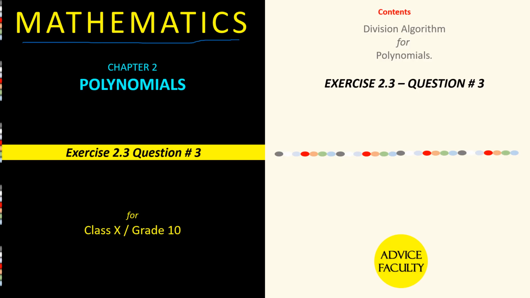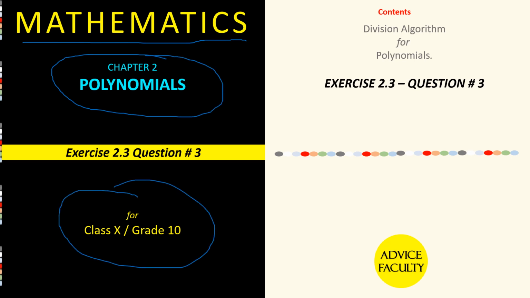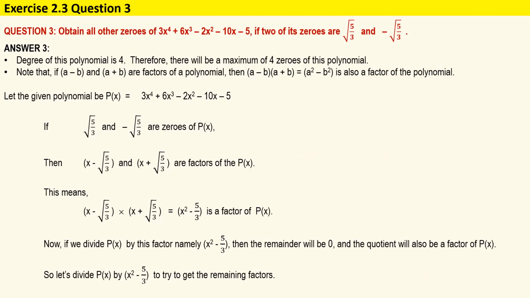Hi, welcome to this session on Mathematics, Chapter 2 on Polynomials for Class 10 or Grade 10. We are doing division algorithm for polynomials, and we are covering in this session exercise 2.3, question number 3. Question number 3 states: obtain all other zeros of the polynomial 3x raised to power 4 plus 6x cube minus 2x square minus 10x minus 5, if two of its zeros are square root of 5 by 3 and minus square root of 5 by 3.